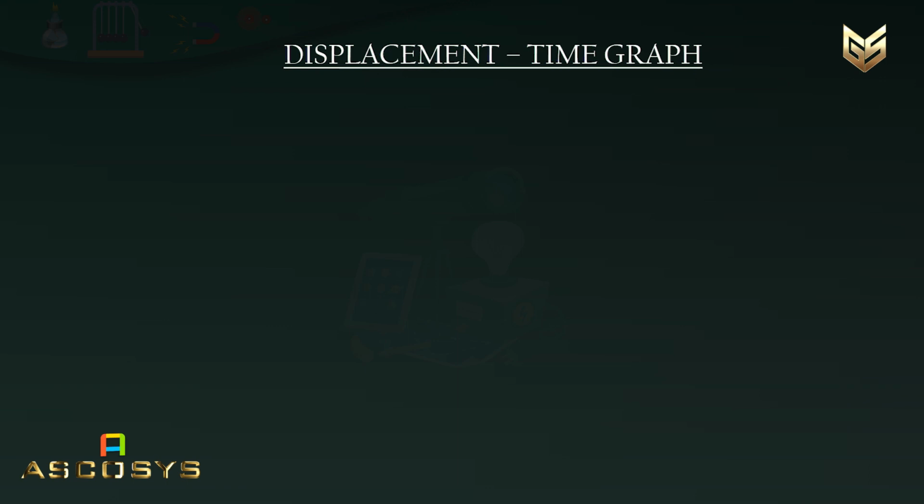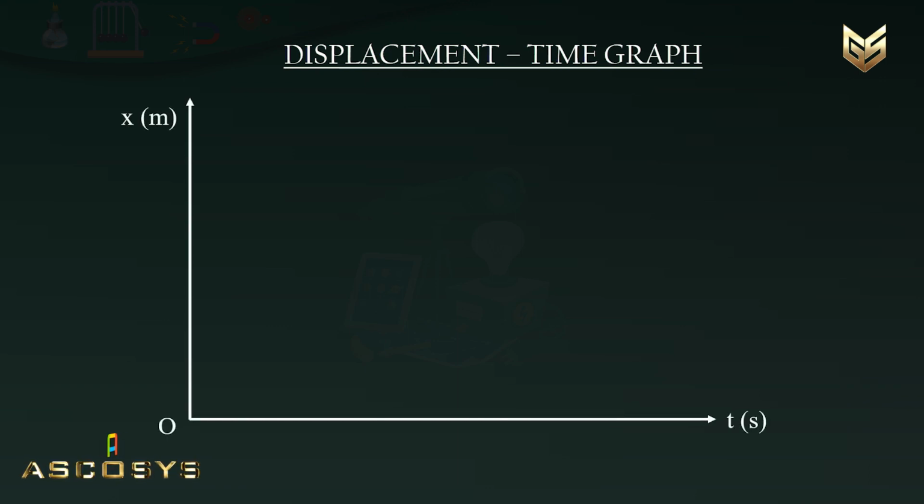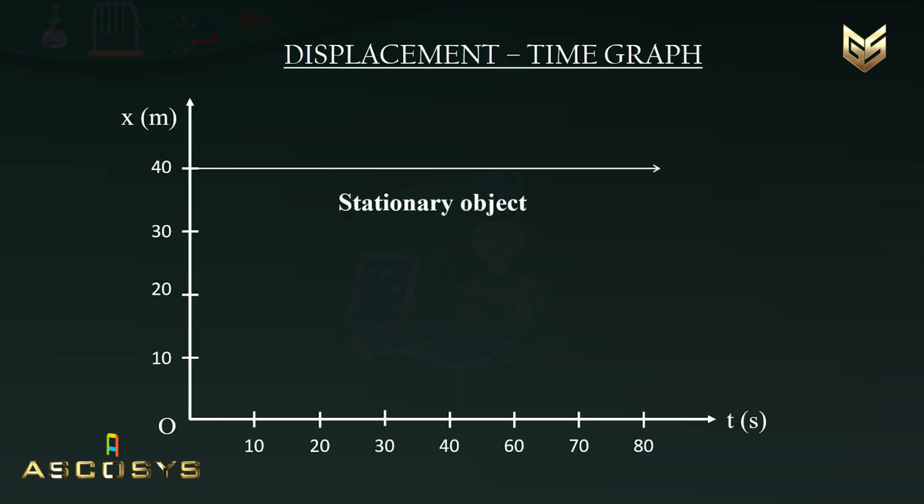So you will be observing some graphs which will help you to understand the concept of displacement and time. Let me show you the graph based on displacement and time. On the x-axis you take time and on the y-axis you take displacement. Number A, for a stationary object, suppose a body is at rest at a displacement of 40 meter. How will the graph be? It will be a straight line parallel to the x-axis. With the passage of time, the body is still at 40 meter.